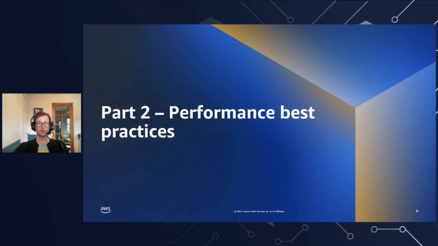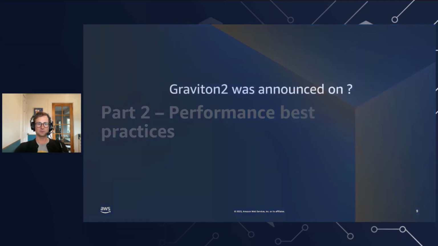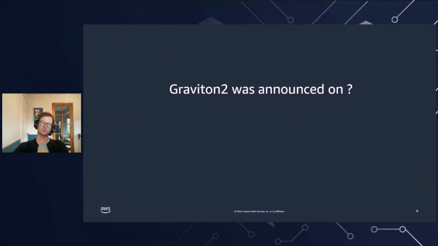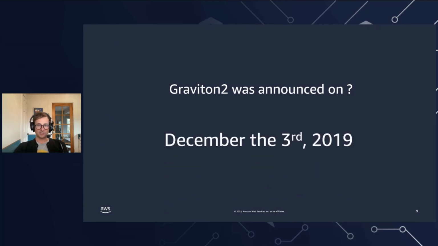Now that you know a little bit more about the Graviton architecture, let's talk about a couple of performance best practices. So let's start with a question. Do you remember when Graviton 2 was announced? I do, because I was there, and I was already looking after customers trying to adopt Graviton-based instances at that time, and that was on December the 3rd in 2019.